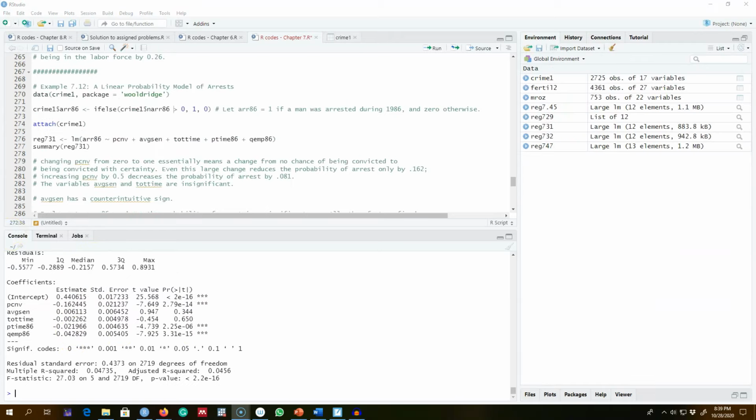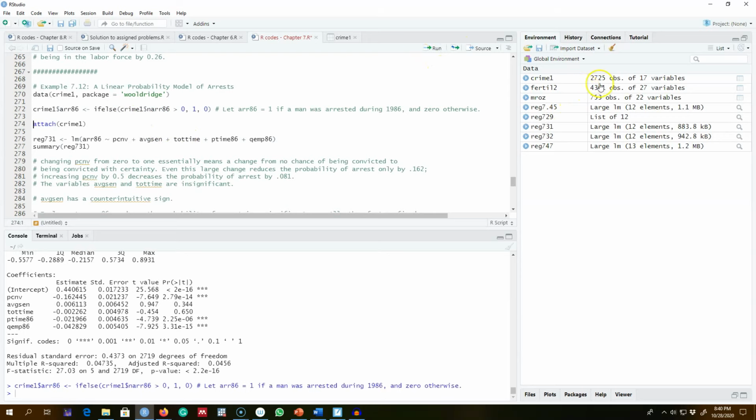For the second example, I'm going to use this crime1 data set, and I'm going to create a new variable ARR86, which is a binary variable which takes the value of 1 if a man was arrested. That is, if the value of number of arrests in 86 is greater than 0, and it will take a value of 0 otherwise. So I'm going to use this if-else command to create this variable from the number of arrests variable, which is already in the data set. So let's go ahead and create this dummy variable.